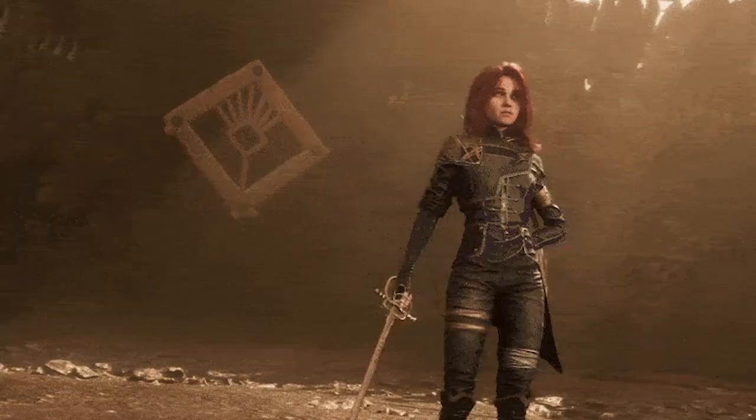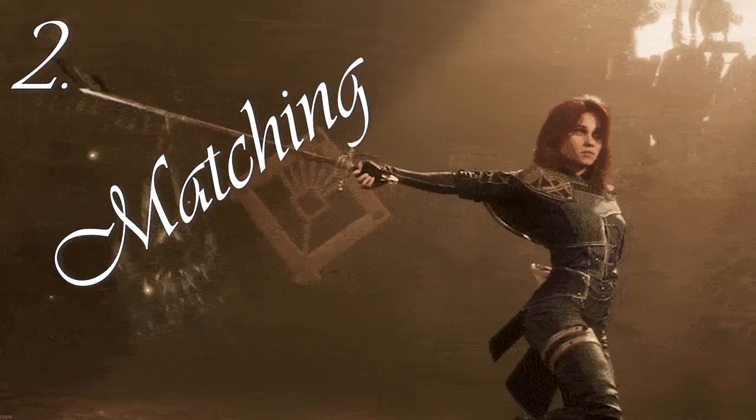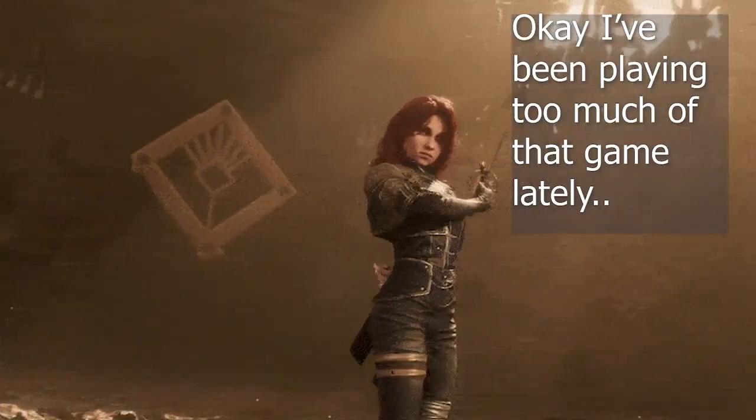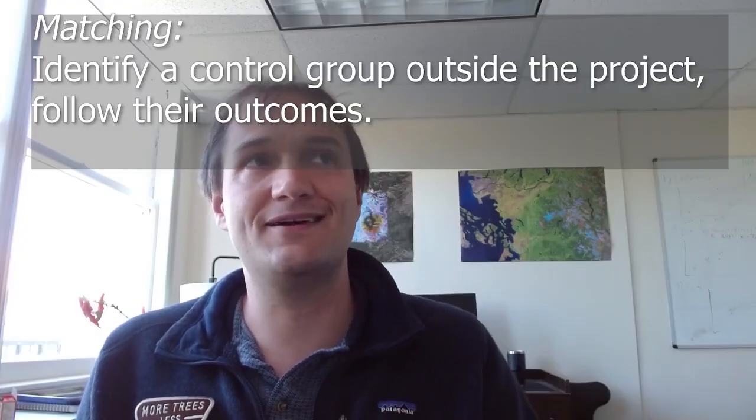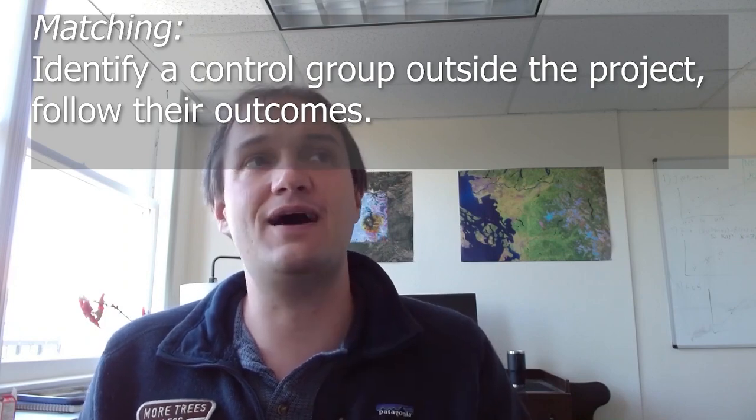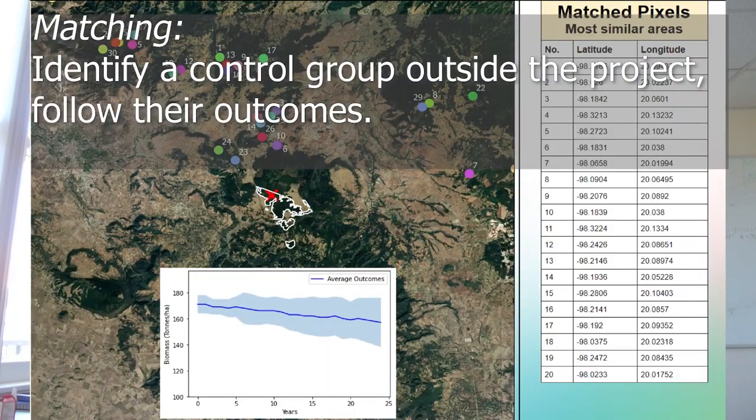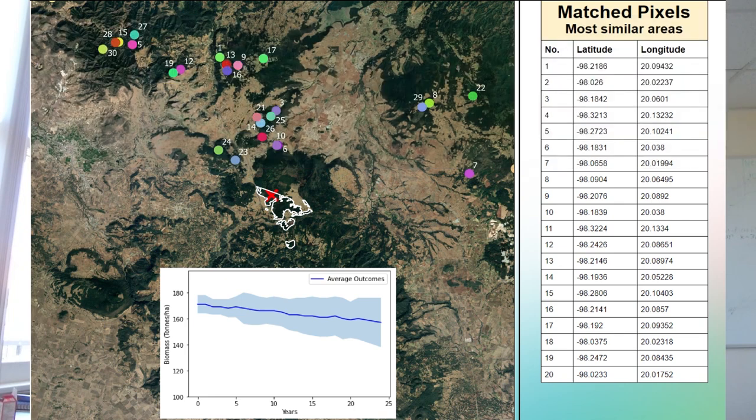But I think that most dynamic baselines that I've seen have a second component to them, which is matching. So what do I mean by matching? The way that most of these baselines work is that they identify a set of areas outside of the project that you're looking at, use those areas as a control group, and follow the outcomes of those areas over time as an analog for what might have happened inside the project.